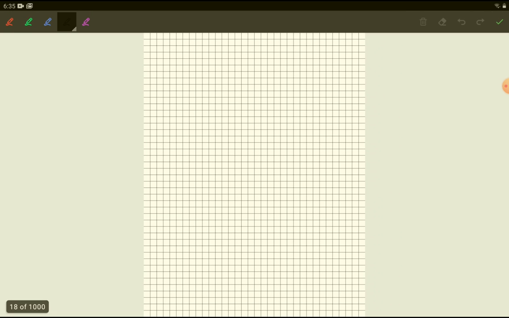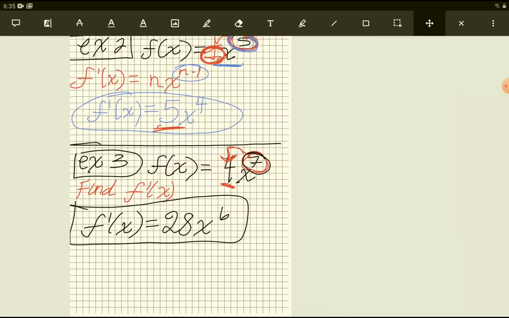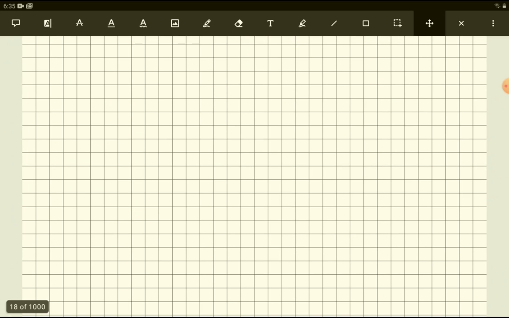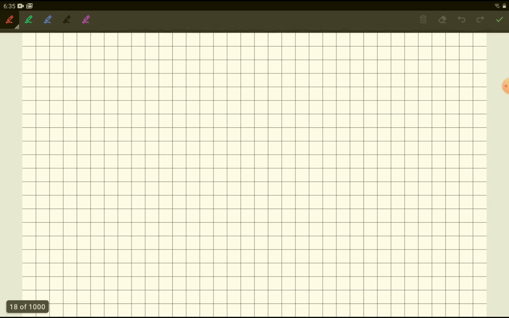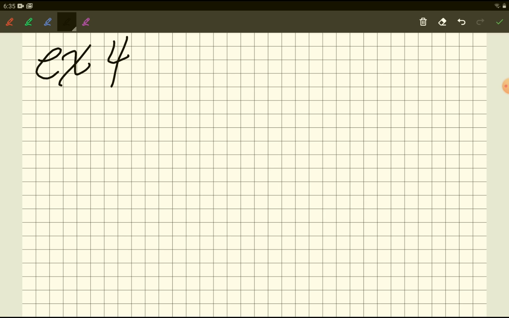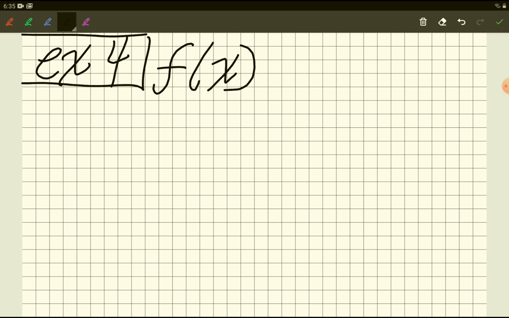Okay, let's do another one just for kicks, just for funsies. Here we go. Where are we on? Example 5? Wait, example 4? Yeah, example 4. Say I have a function, f of x, and it goes like this: 1/2 x to the 10th power.